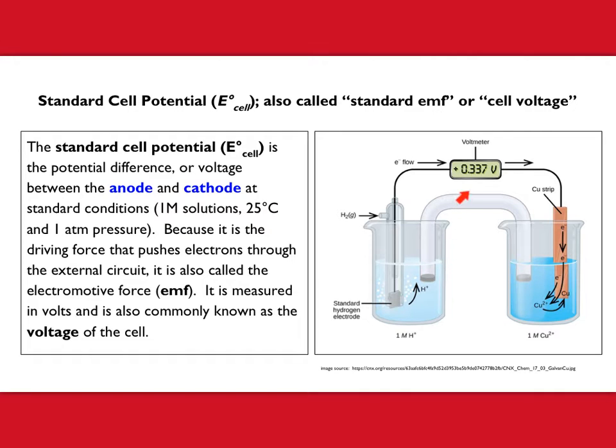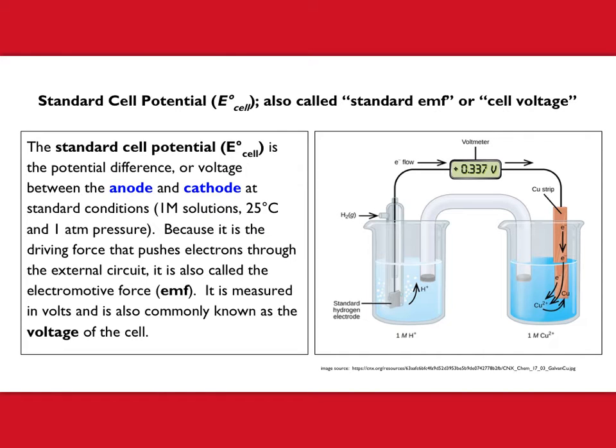So, if a positive value appears on a voltmeter as you see here, that means that copper plus 2 has a higher reduction potential than hydrogen ions. And electrons are traveling from the hydrogen gas through the copper strip to the copper plus 2 ions in solution. Copper is then the cathode because it's the site of reduction.